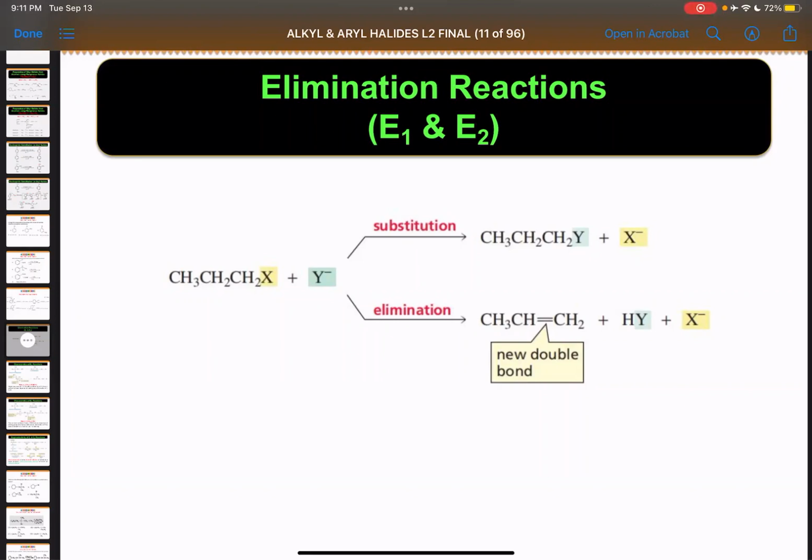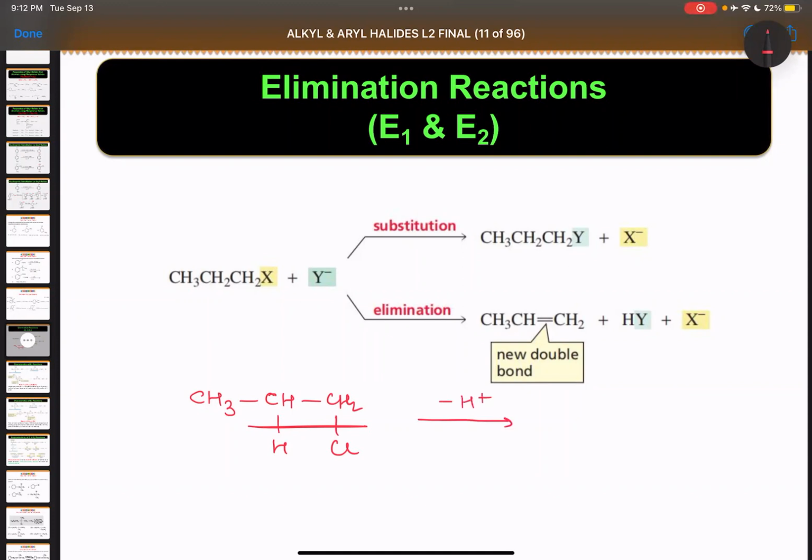Removed, and no other group takes their place, right? And if two groups are removed, no group comes in their place. So what happened to the two bonds through which the two groups were connected? What will happen to them? They will get separated, sir, in the H and Cl.